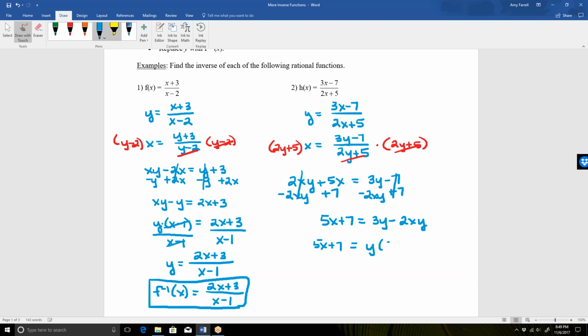I'm going to factor out that GCF of y, and then I'm going to divide both sides of the equation by 3 minus 2x, and this isolates my y.